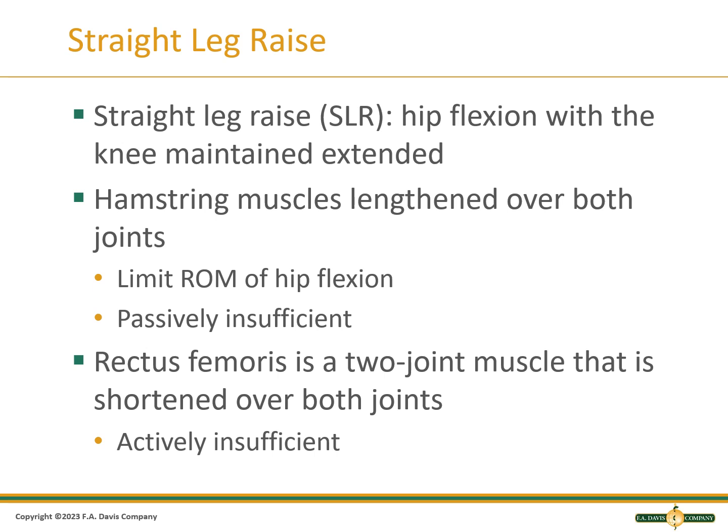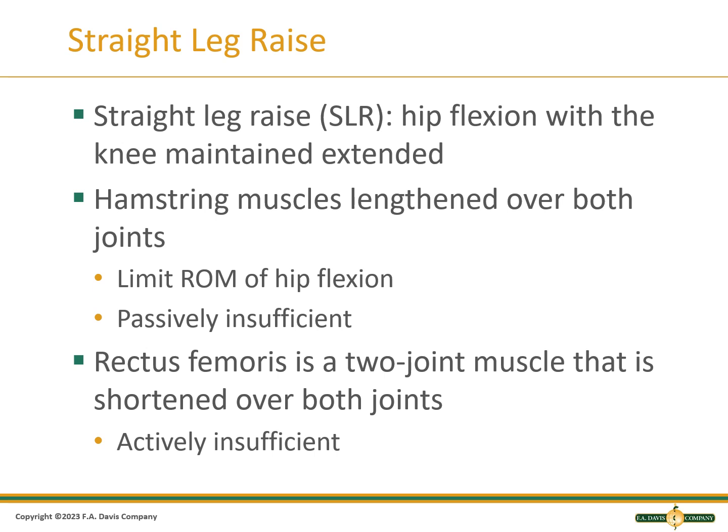With a single special test of the hip, we can place the hamstrings in a passively insufficient position and the quadriceps in an actively insufficient position. You guys should be familiar with what a straight leg raise is by now. A straight leg raise is where we have hip flexion with the knee maintained in extension so that the hamstring muscle is lengthened over both joints. It limits range of motion at hip flexion, so with the knee extended, we may have a firm end feel to hip flexion because of tension within the hamstrings. Because the hamstrings are being put in their most lengthened position, they become passively insufficient.